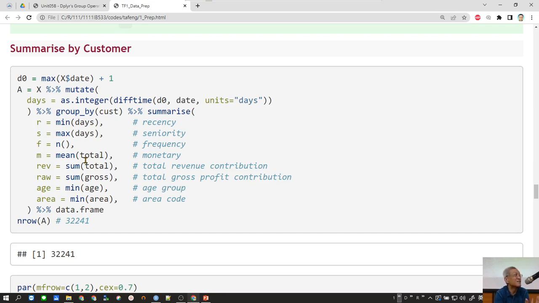transaction amount, right? Okay. So we know how frequently he buys from us, right? How recently he bought from us. We know how frequently he buys from us. We know that when he buys from us, how much he will buy. Okay, for every customer, I'll know this information.